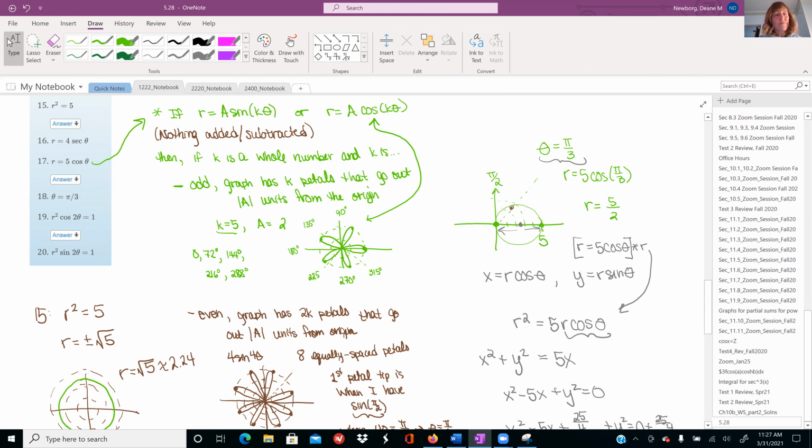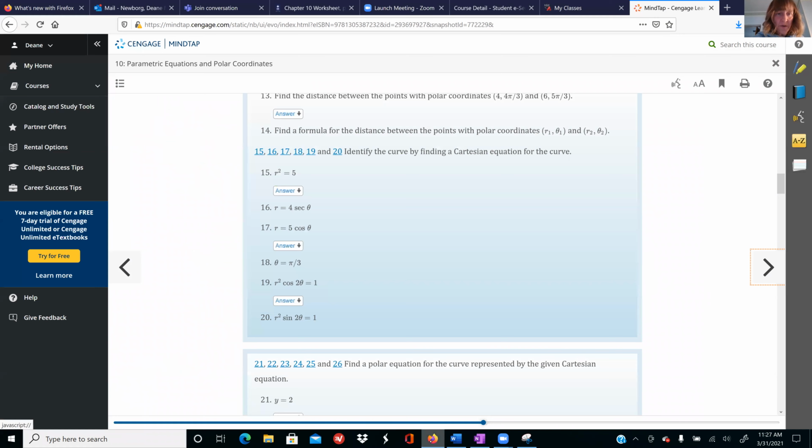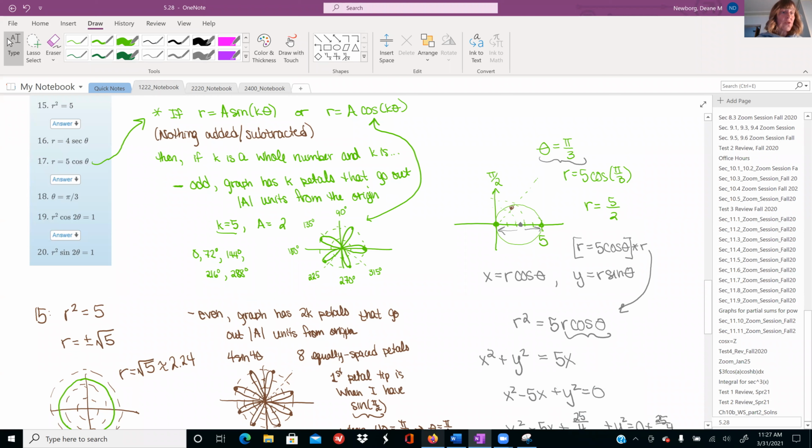Okay, so r squared cosine 2 theta equals 1. I think I do those in the completed notes, one of those. It's a little bit different. Oh no, I think I had r squared equals cosine 2 theta. Let me check the completed notes.